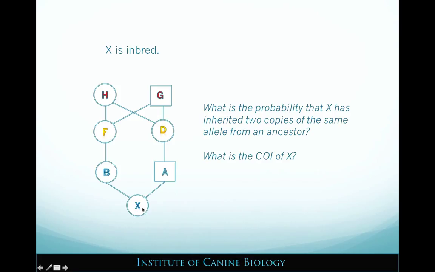We know that X is inbred. Here is where the inbreeding is. So the question we want to ask is, what is the coefficient of inbreeding of X? What's the probability that X has inherited two copies of the same allele from an ancestor?